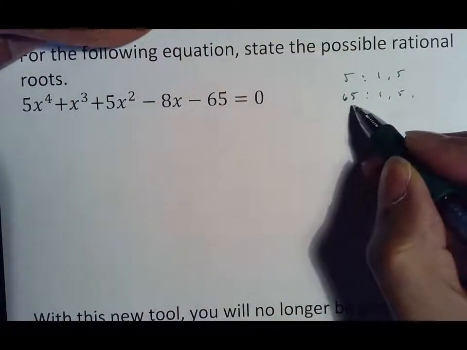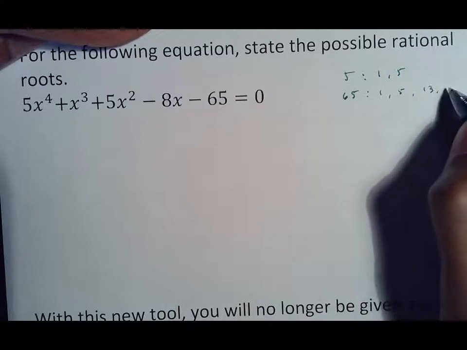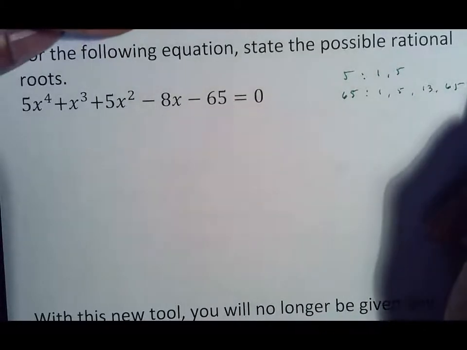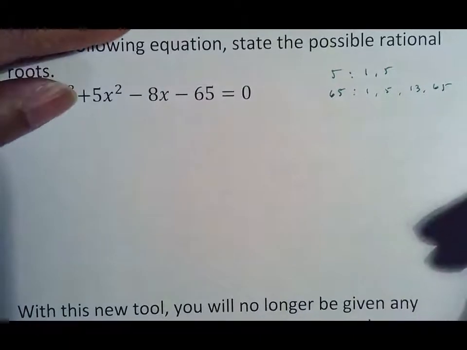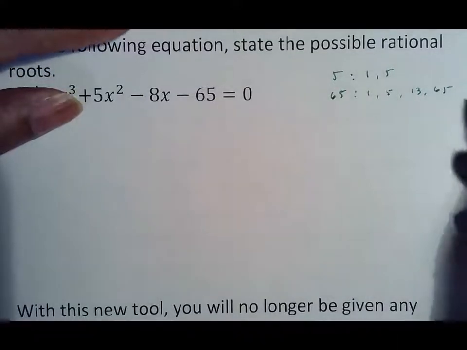6, 7, 8, no. 9, no. 10, no. 11, no. 12, no. I believe it's just a very simple 1, 5, 13, 65. Now, if I were you, I'd be more careful, but fortunately, I did this video already, and it just so happened to mess up at the very end. So I do know those are your factors.